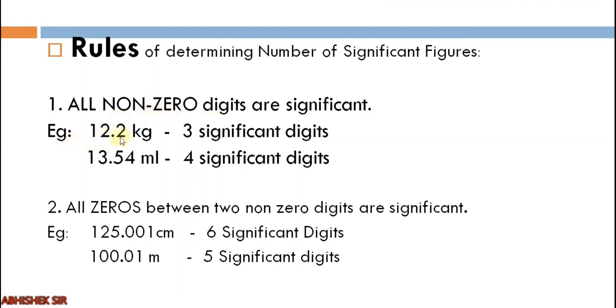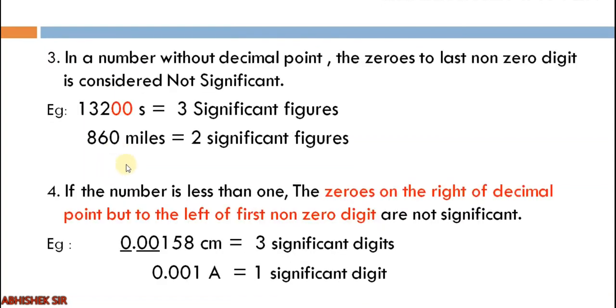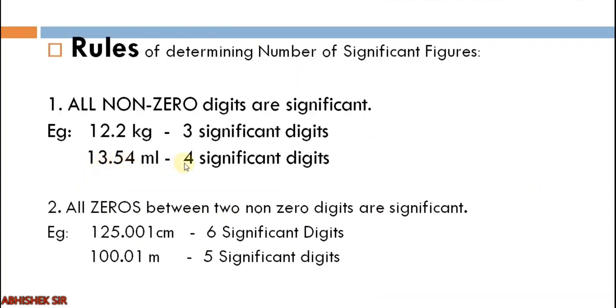Okay, non-zero digits. So we are taking two different measurements, like 12.2 kilogram. Here 1, 2 and 2, these three are non-zero. So we can say that this measurement contains three significant digits. In the next example, 13.54, you see all are non-zero, and that is why we can say that there are four significant digits. Clear? So all non-zero digits are significant.